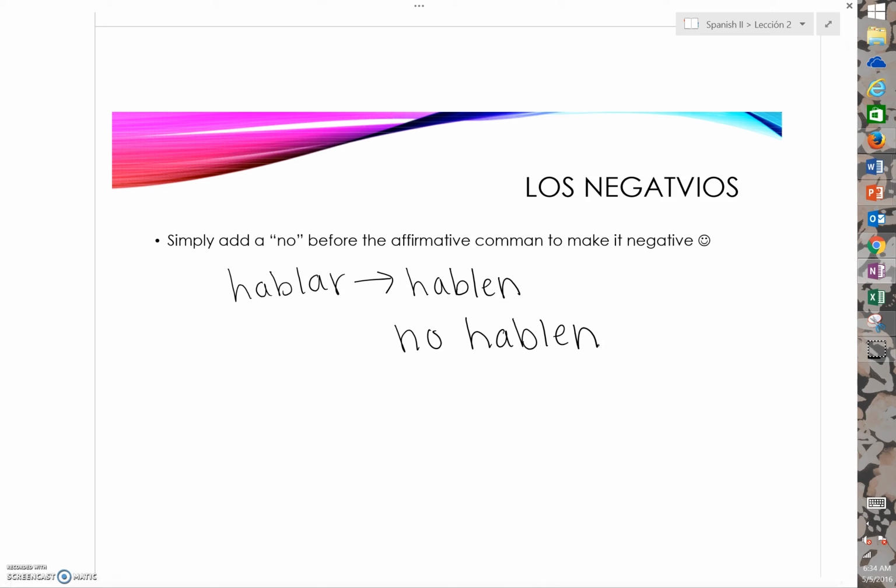We take the yo form of the present tense, drop the o, add our opposite ending. To make it negative, we put a no in front of the command form. And we have to keep an eye out for irregular yo forms, stem changing verbs, and car, gar, sar verbs. And also our 5 irregular command forms.